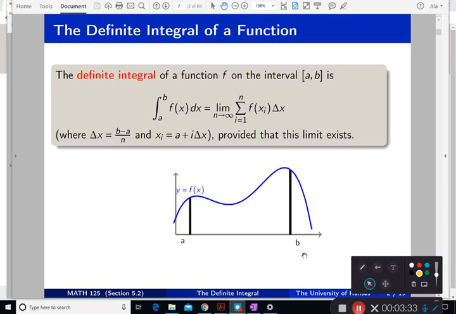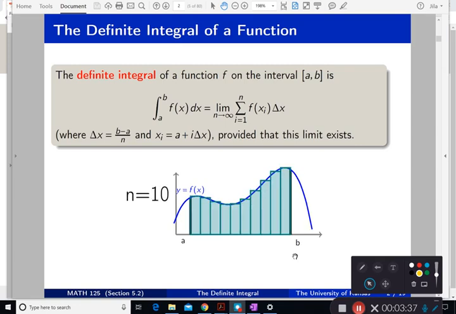Okay, so this is a presentation of that. Let's say you have n equal to 5, you break the interval into 5 pieces. What is the delta x? Delta x is b minus a divided by 5. And then every one of these, f of xi delta x, is the area of one of these rectangles.